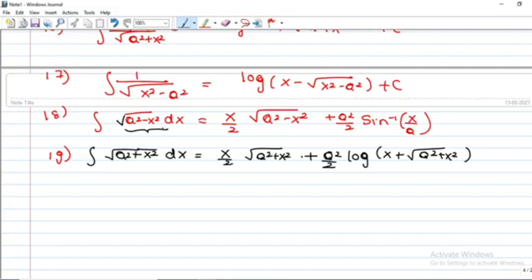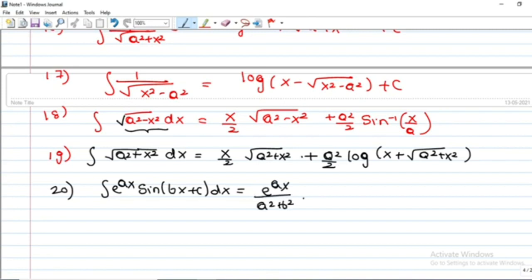Okay, now let's take the next formula, which is the integral of e power type formulas. Although you can get these answers by using UV, means finding the integration of products using that, it's better to memorize this: e power ax the whole upon a square plus b square, bracket, a sine bx plus c minus b cos bx plus c.